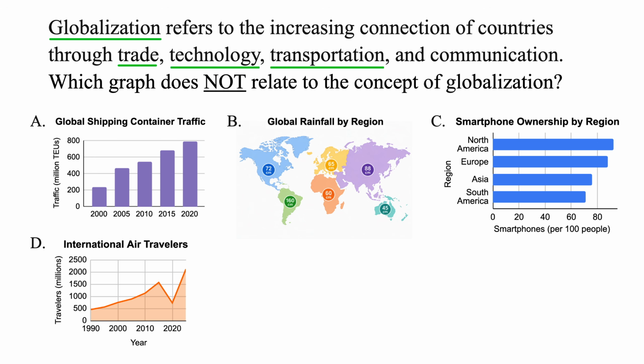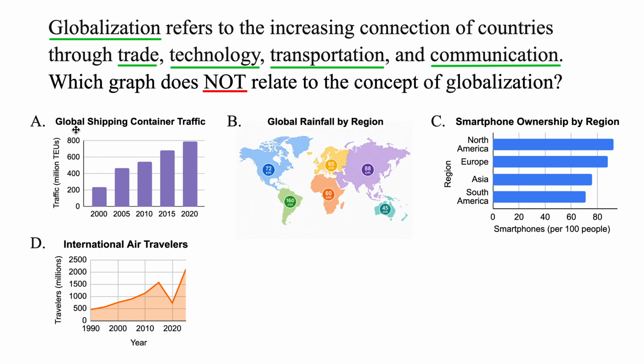Let's go ahead and highlight these. So if we see any of these four within the graph, we know it does have to do with globalization. But the question is, which graph here does not relate to the concept of globalization? Okay, well, let's just go one by one. Let's see which ones do.